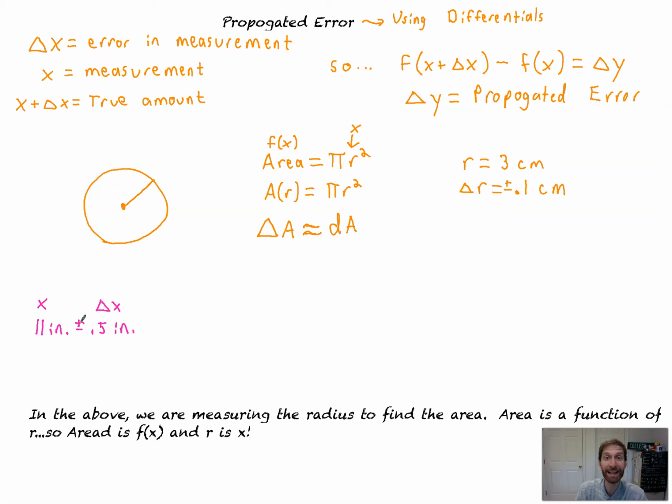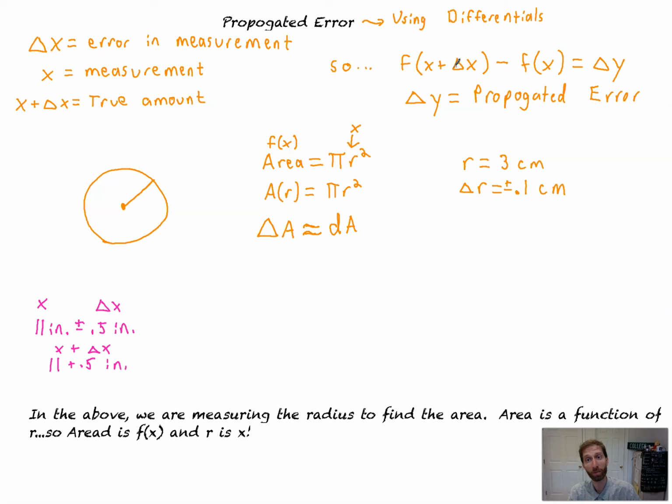So if we know the exact error, let's say that we know the exact error is plus 0.5 inches, then the exact value would be 11 plus 0.5 inches, making it x plus delta x is the true amount, right? And we'll never know the true amount when we measure. So when we measure, there's error. The error is delta x. We add that on to the measurement to get the true amount.